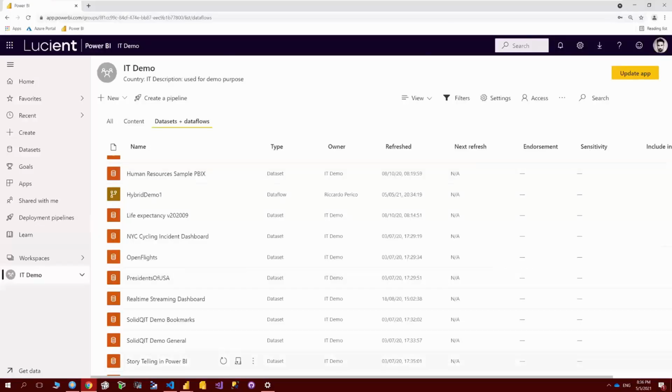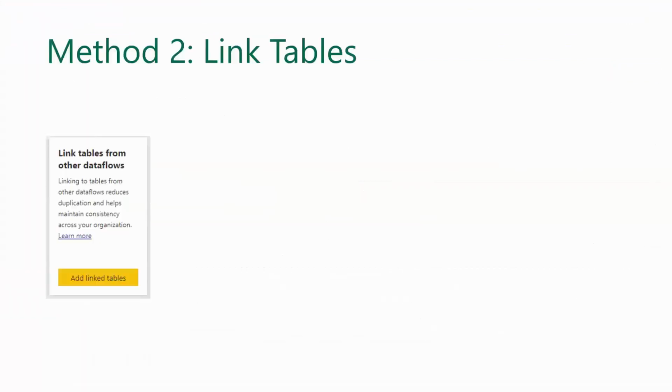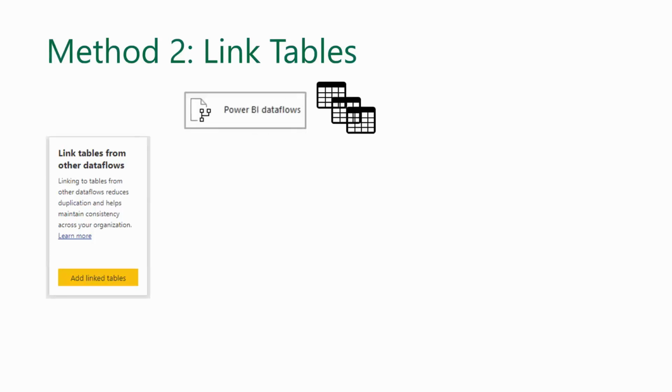Okay, so let's go back to the slides. Method number 2 is the second square, and it's called linked tables. So imagine that you have a data flow with some tables like the calendar and the Canada data that we have. And you create another data flow that reuses a table from another data flow. This is called linked entities. So you are just referring to a table that is contained somewhere in another data flow.